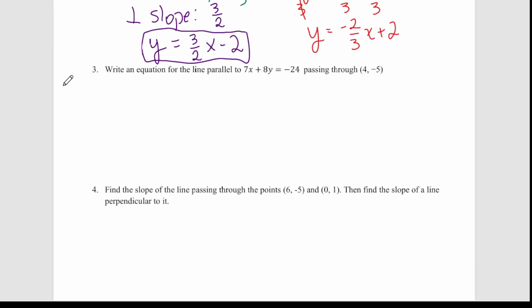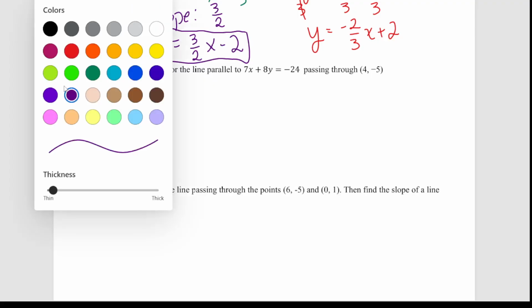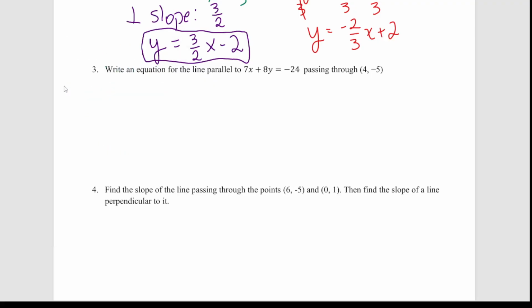For this next one, we want to go to a parallel line to this, but that means we still have to know what the slope is. So in order to figure out the slope, we again still need to get y by itself. So I'm going to move x to the other side of the equation. I'm going to undo adding 7x by subtracting 7x on both sides. And then I get 8y is equal to negative 7x minus 24. Then as a last step, I'm going to have to divide each and every term by 8. So then I get y is equal to negative 7/8. Negative 24 divided by 8 gets us negative 3.